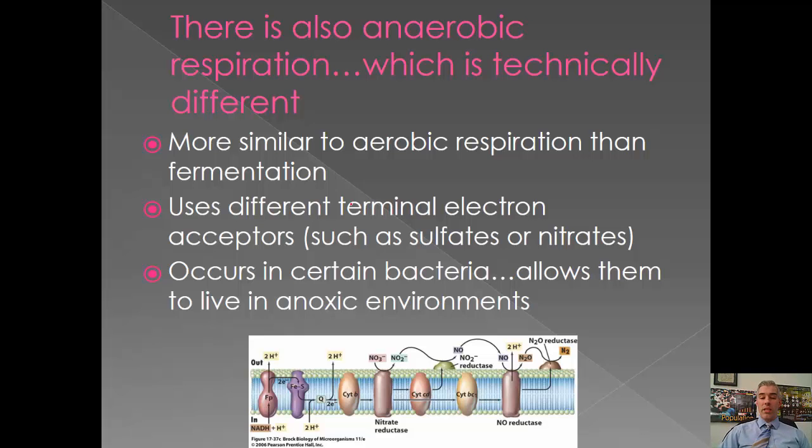It's more similar to aerobic respiration than to fermentation, actually, but instead of using oxygen as a terminal electron acceptor, it uses things like sulfates and nitrites, other types of chemicals, to be the terminal electron acceptors that take the electrons away from the electron transport chain. But it would still use chemiosmosis, it would still use ATP synthase, and it allows them to generate lots of ATP even though they're in anoxic or low oxygen environments. This doesn't happen in humans, it happens in extremophile bacteria and things like that that live in extreme parts of the planet.